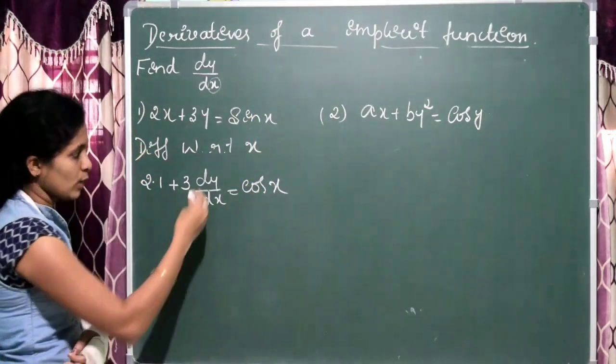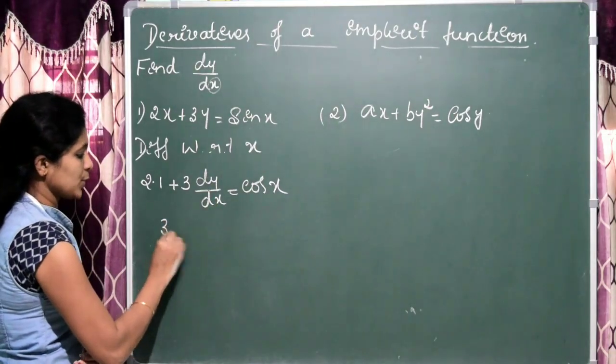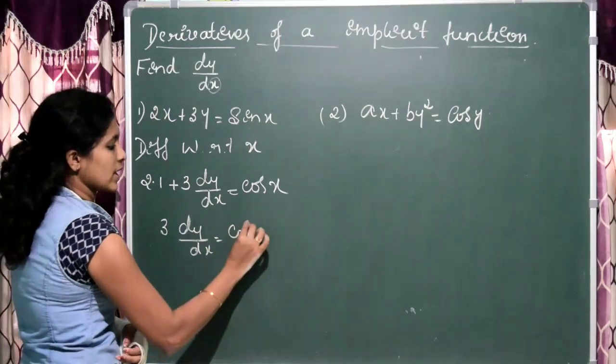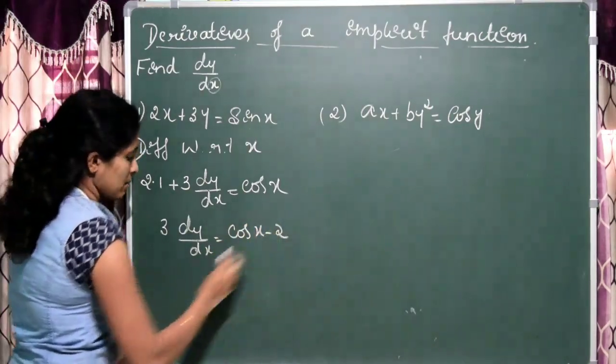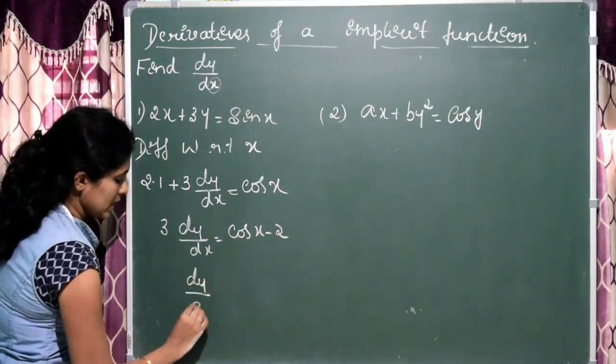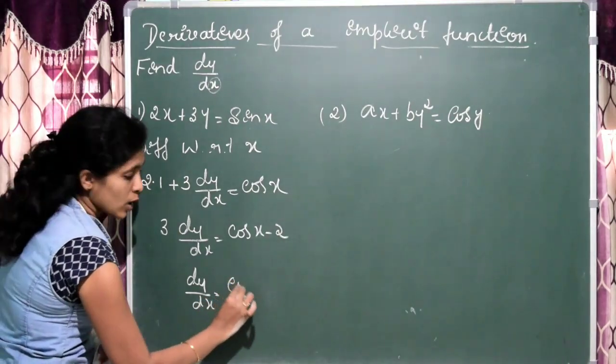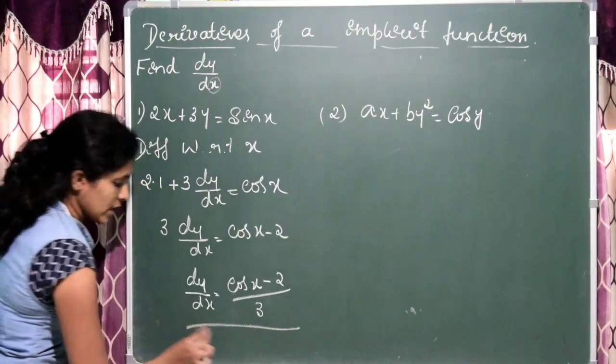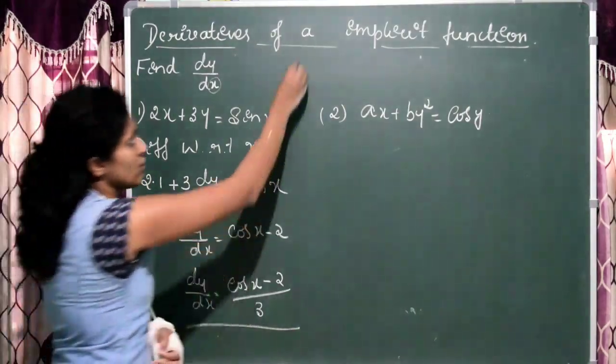Is it clear? Now we have to find dy by dx. So 3 into dy by dx is equal to cos x minus 2. By this we can write dy by dx is equal to cos x minus 2 divided by 3. So this is the derivative of a given function. Let's see one more.